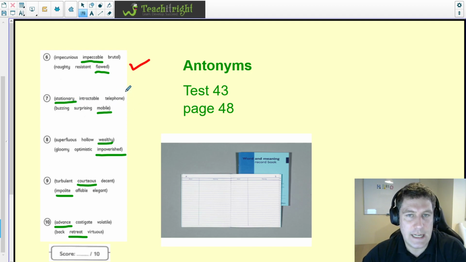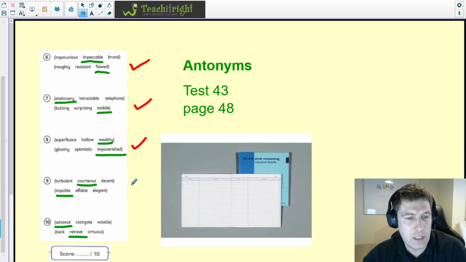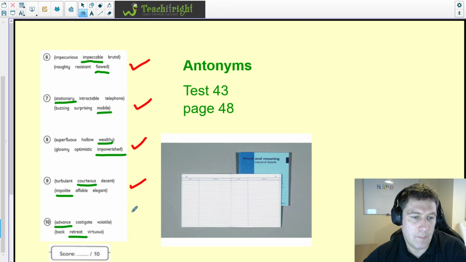Stationary. Don't be confused with stationery as in pen and pencil. That, of course, would need an E-R-Y, whereas this is A-R-Y. Stationary meaning to stay still. And then we've got mobile, to move around. So that would be the opposite there. Wealthy and impoverished. Impoverished meaning not having any money. Then we've got courteous and impolite. Courteous meaning to be polite. Obviously impolite. If we put im in front of it, it changes it to be the opposite. And then advance and retreat. Okay, so advance forward and then retreat back.